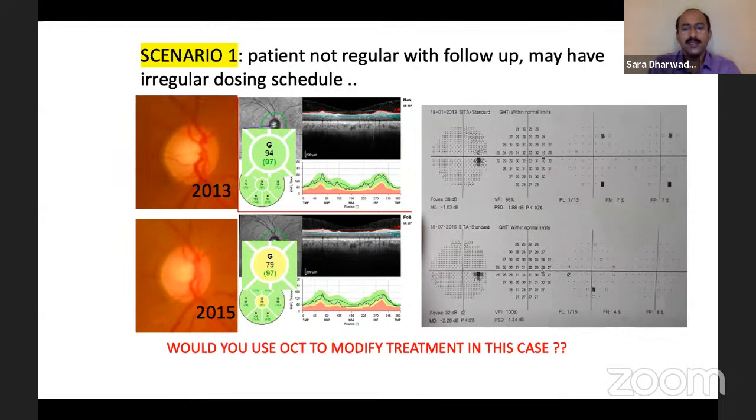So would you modify treatment based on OCT in this case? Definitely the answer is a resounding yes.